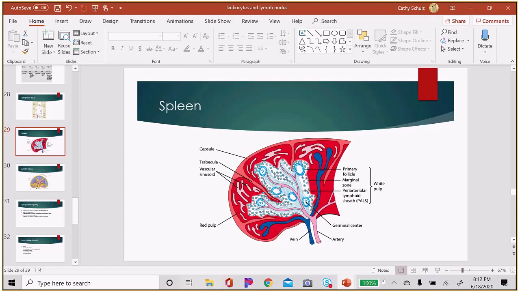The red pulp has tracts where red blood cells that are done, that are old, get caught, and they are brought to the macrophages inside the spleen to be broken down and recycled, which we'll talk about when we talk about red blood cells.